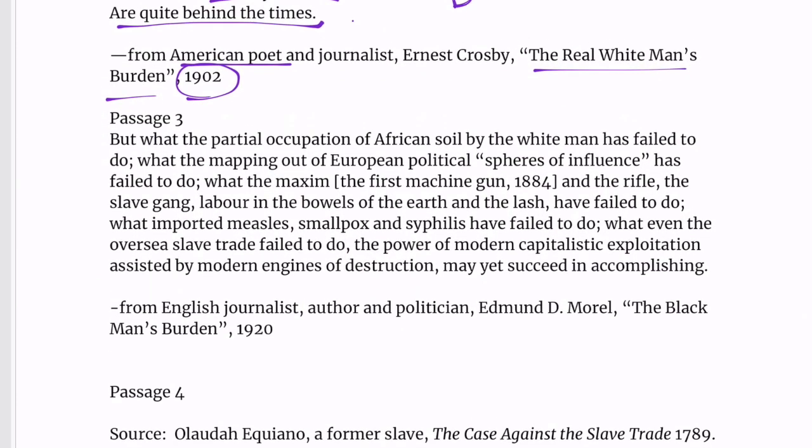All right, then passage number 3 is 1920, so it's a little bit later, and it's an English journalist, and this is the black man's perspective.